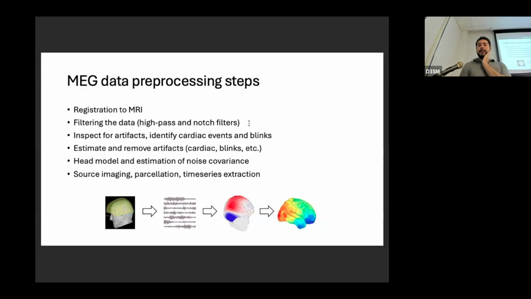As I mentioned, we need to identify some events related to cardiac activity and blinks, and therefore we use EEG sensors or different types of electrodes to record the signals, and that's going to help us during the pre-processing in order to model and estimate the distribution of how this artifact looks and then subtract it from our signals.